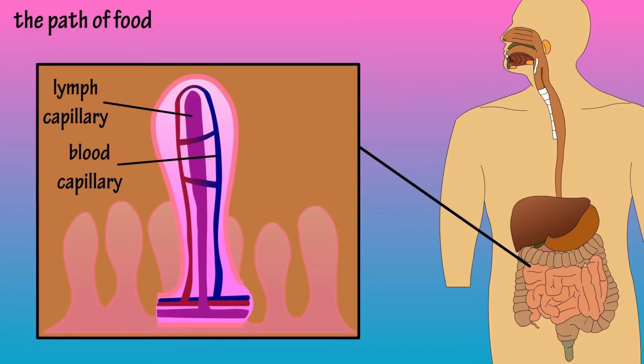The nutrients pass into the interior of the villus. Inside each villus is a tiny lymph capillary and a blood capillary. Here, glucose and amino acids, or carbohydrate and protein, as well as other nutrients are absorbed into the blood capillaries and transported to the liver for processing. Fats are absorbed into the lymph capillary and transported to the liver by way of the lymphatic duct and the circulatory system.